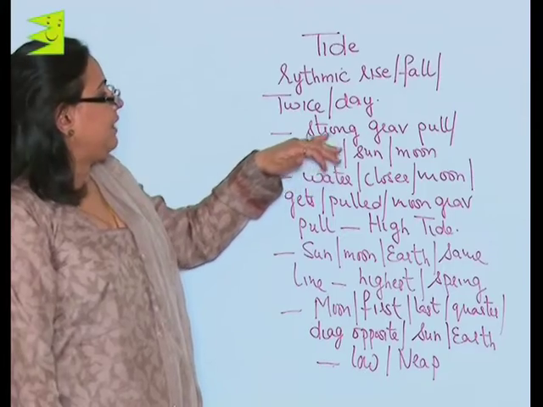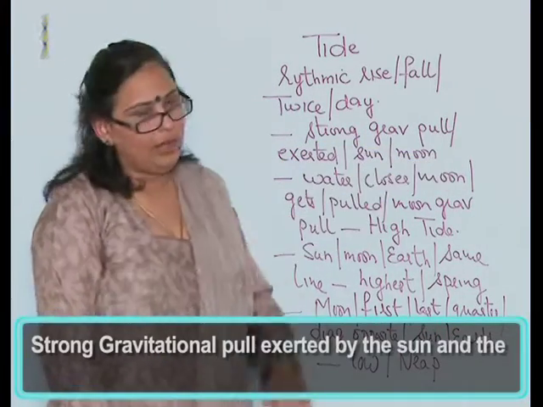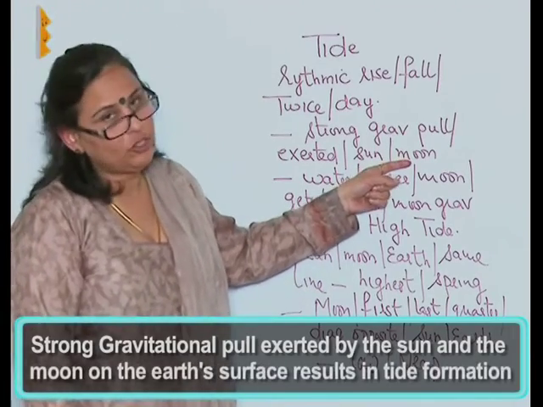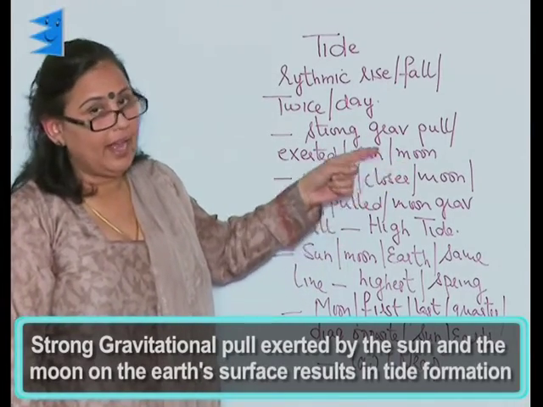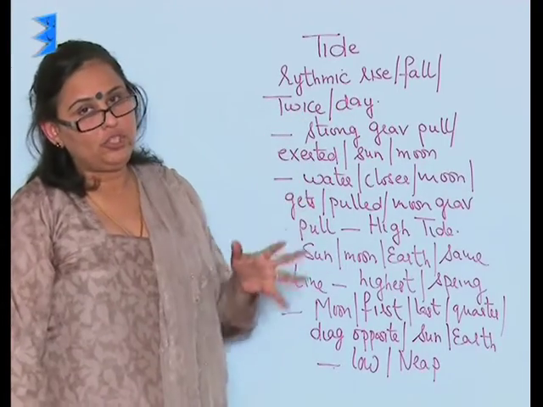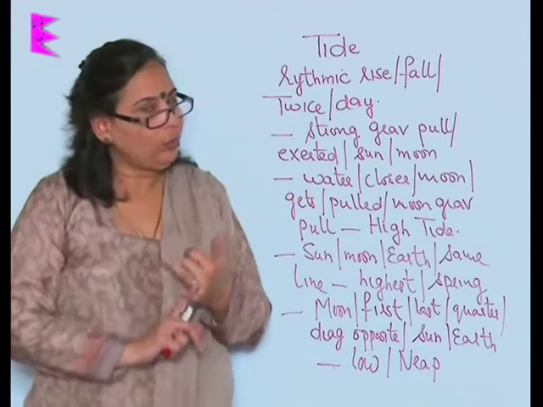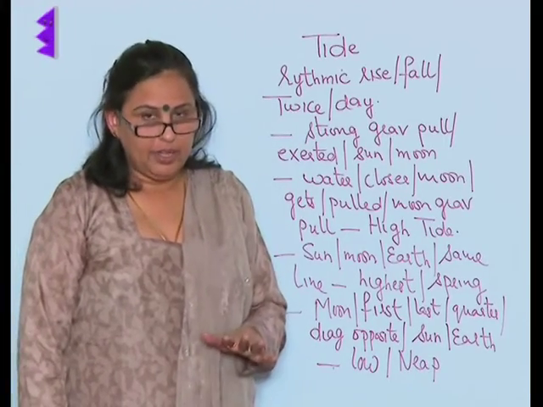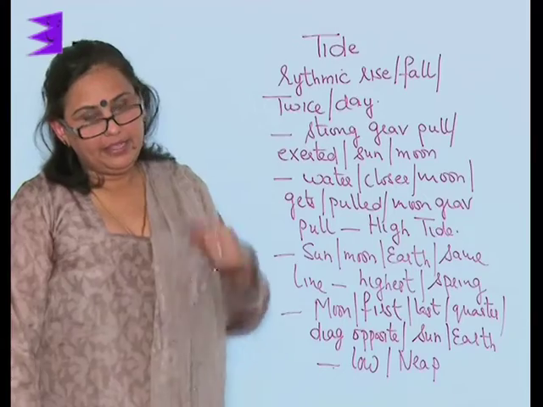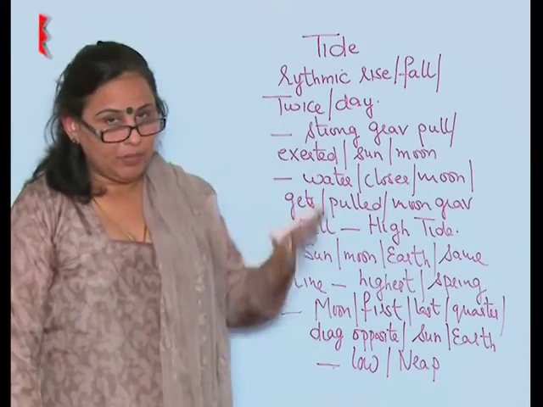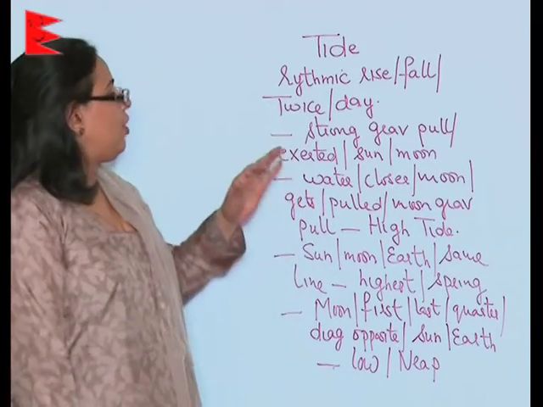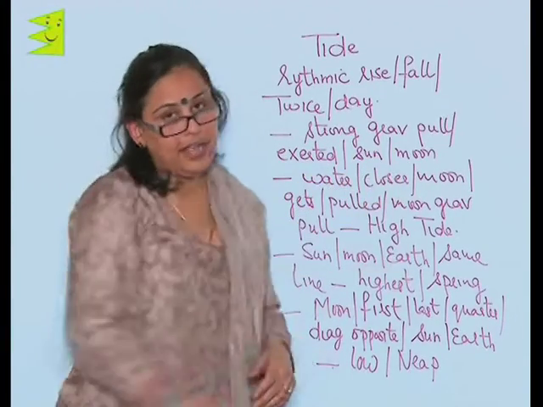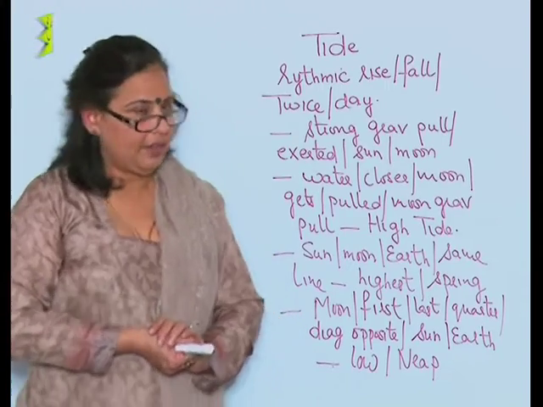First of all, when there is a strong gravitational pull exerted by the sun and the moon on the surface of the earth, it leads to the formation of tide. So, two things you have known by now. First is that the rhythmic rise and fall of water twice a day is called as tide. And the formation of the tide is simply because of the strong gravitational pull exerted by the sun and the moon on the surface of the earth.